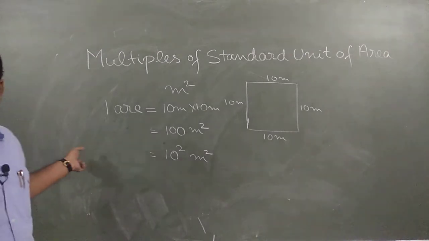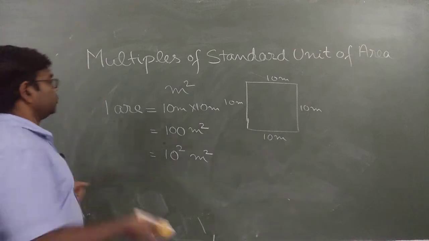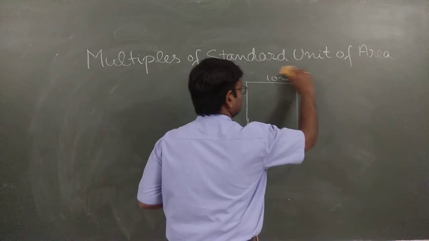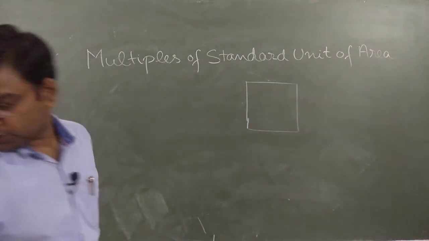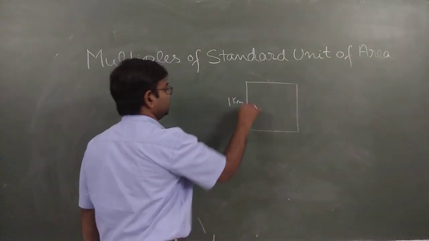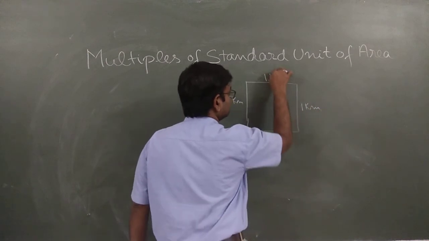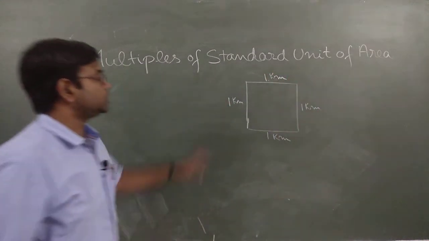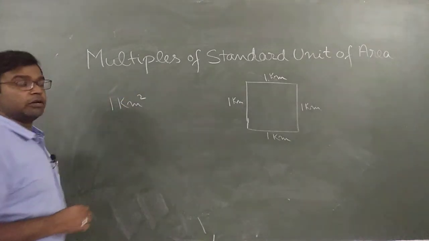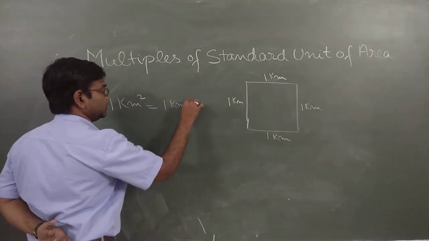Number 1. Then there is 1 square kilometer. What is the concept of 1 square kilometer? It is the area occupied by a square having side 1 kilometer each. This is known as your 1 kilometer square. And 1 kilometer square equals what? From the formula we know it's 1 kilometer into 1 kilometer.